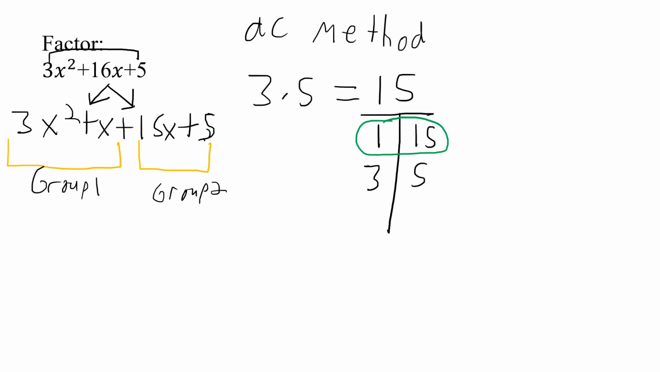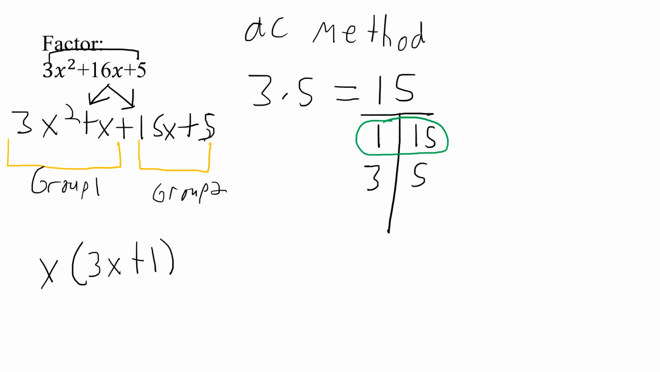So in our first group, 3x squared plus x, what's the greatest thing that they have in common? What's their greatest common factor? Well, the answer is x. We could take an x out of both. 3x squared is 3 with two x's, so all that's left is 3x. And then when you take an x out of x, all you're left with is 1.